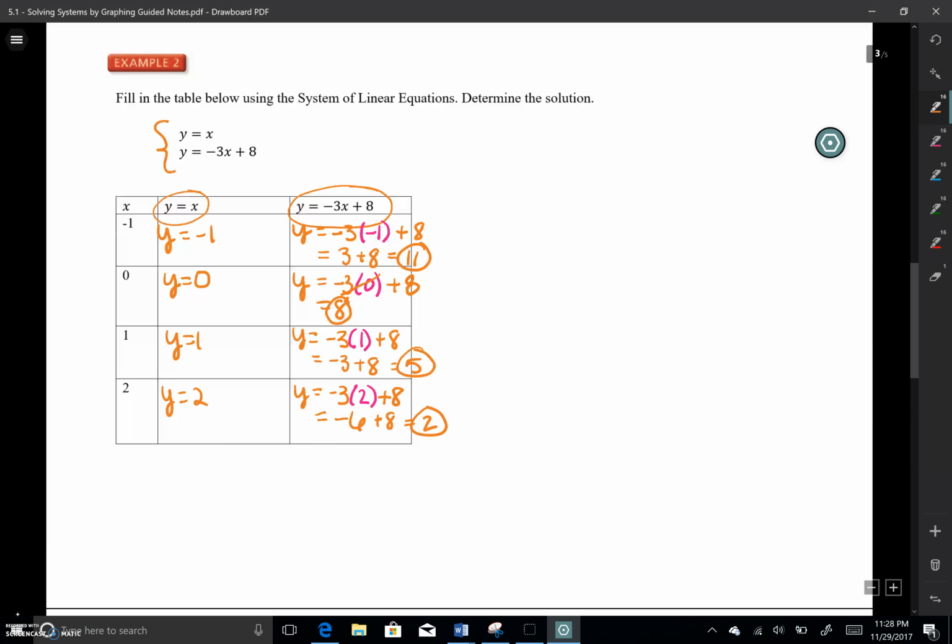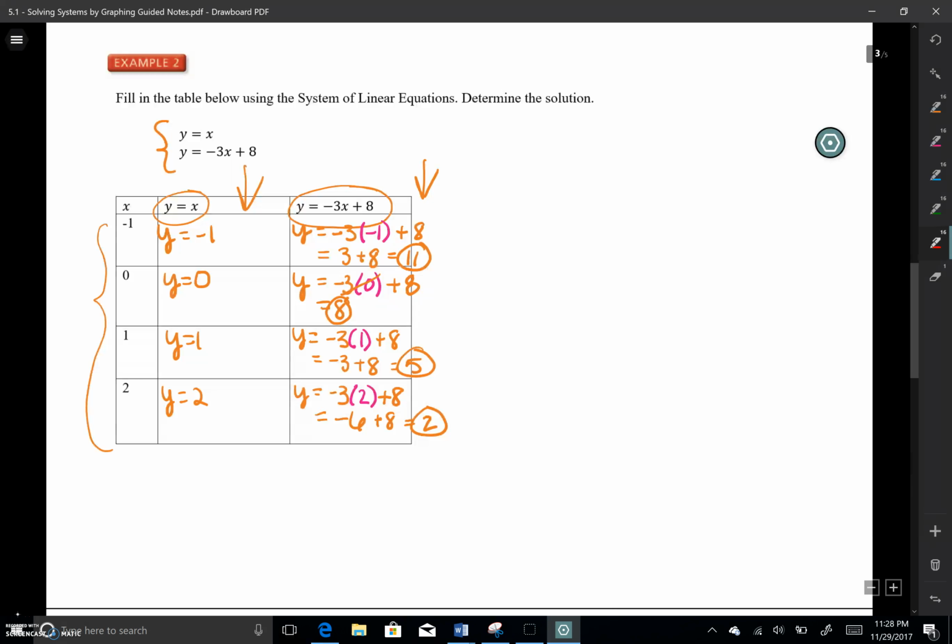Now, by looking at a table, I know if something is a solution when one x value gives me the same y values in both this column and this column. So I'm going to go through and check where the y's are the same.